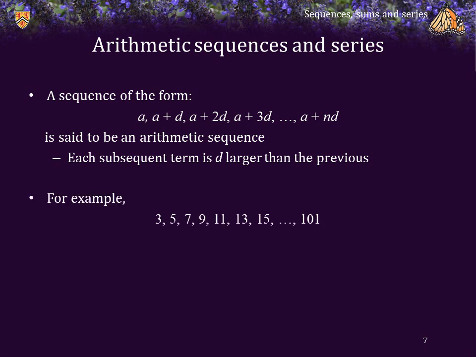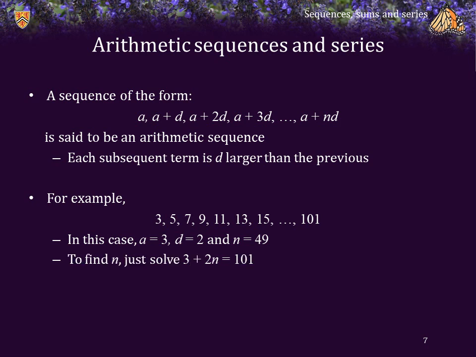So for example, here we have an arithmetic sequence: 3, 5, 7, 9, 11, 13, 15, going all the way, assuming the same pattern, up until 101. So in this case, a is equal to 3. The difference is 2, and n is equal to 49. And how do we find 49? Well, we just solve 3 plus 2 times n is equal to 101, in which case we find that n is equal to 49.